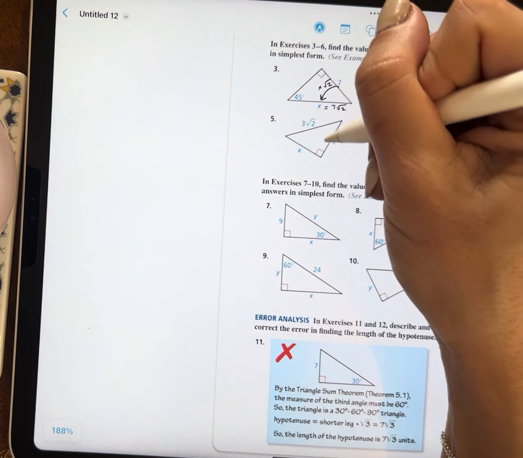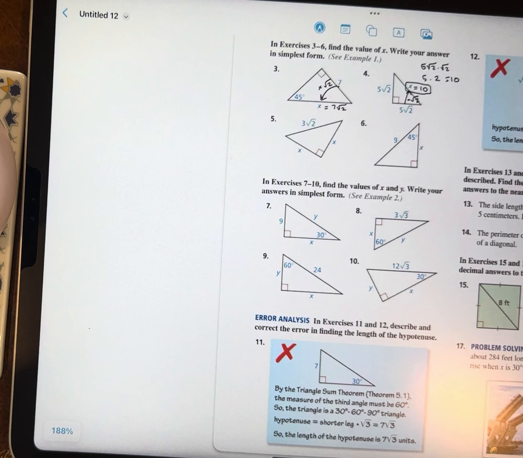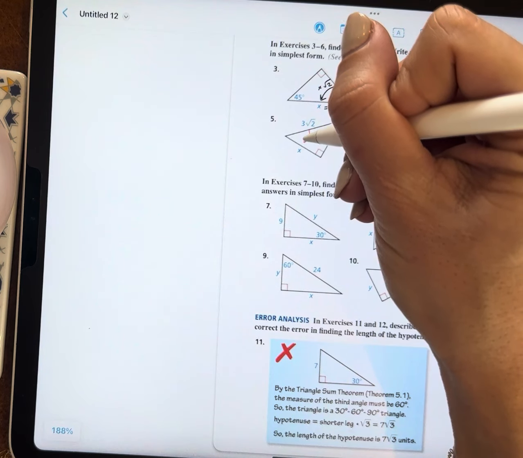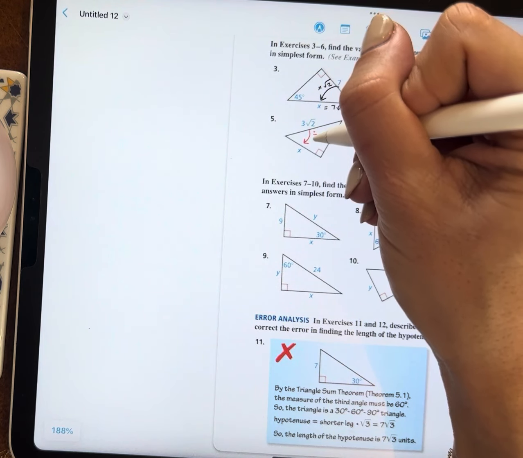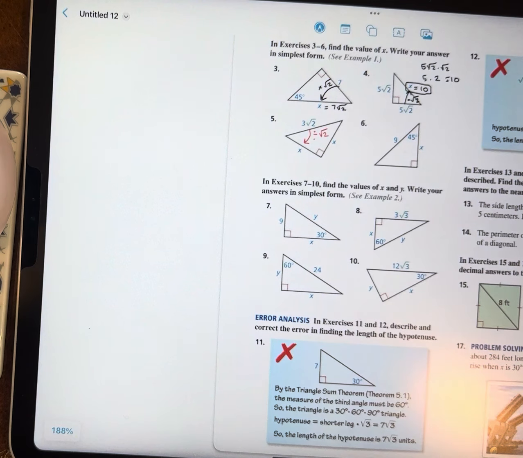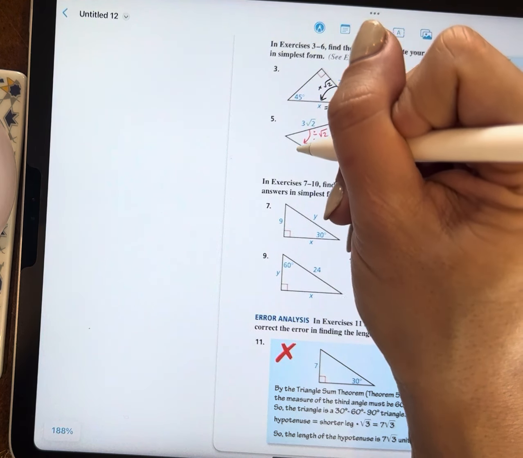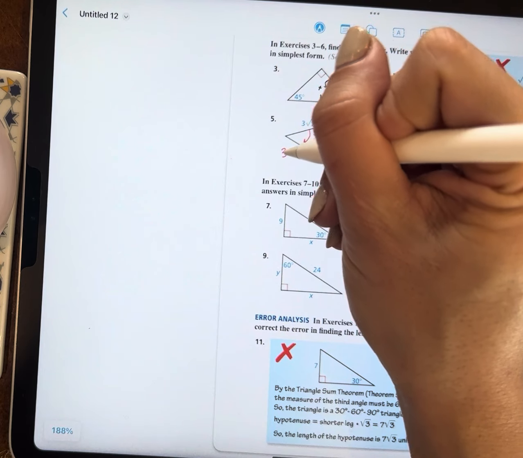Here, we've got the hypotenuse, and we want to go backwards to a leg. Well, when we go backwards, we divide by radical 2. So 3 rad 2 divided by rad 2 is just 3.